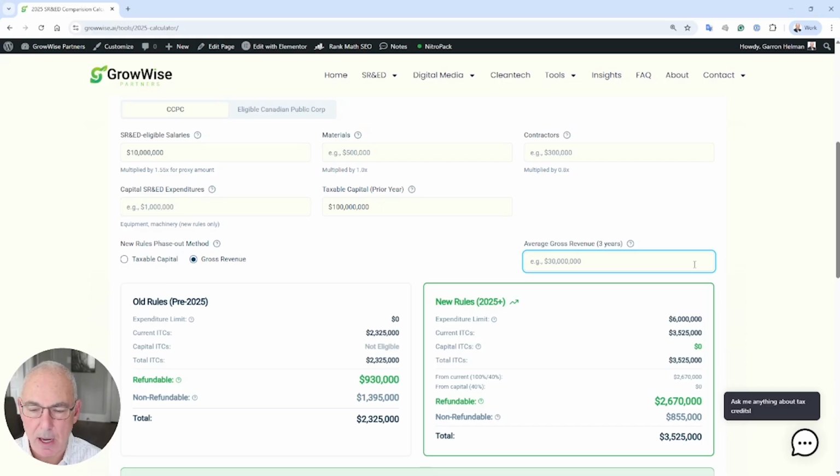So let's say that the average revenue for the last 3 years has been $20 million per year. What we see happening is that because I've selected to use the gross revenue, the non-refundable portion is decreasing compared to the prior rules, and my total refund is increasing. So therefore, if your gross revenue over the last 3 years is less than your taxable capital for the SR&ED rules, it's better to use that, and you now have that option in the new 2025 rules.